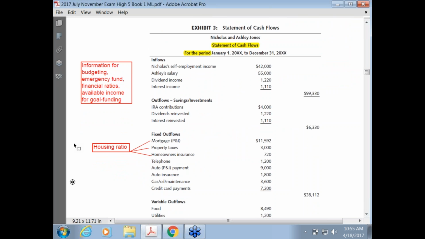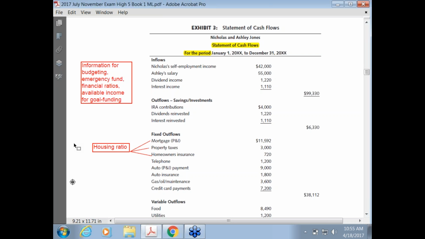So for a period of time, this statement can become the source for many different kinds of questions: creating a budget, establishing a proper amount of emergency fund, a whole host of financial ratios that are laid out in Book 1 could be sourced off of a statement of cash flows. Also, resources available, cash flow available to fund certain financial planning goals like education funding or retirement funding.